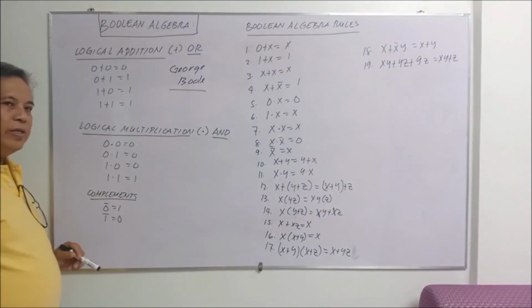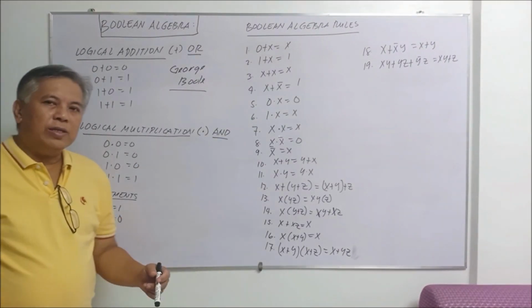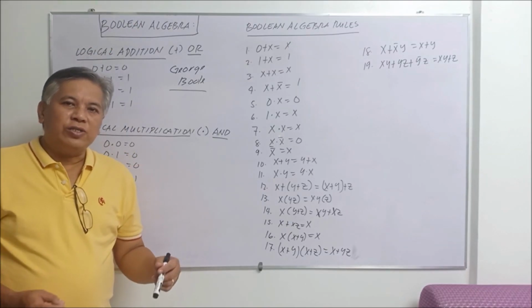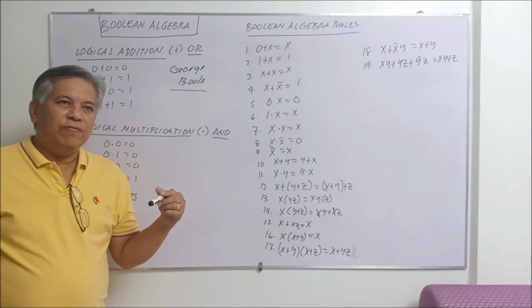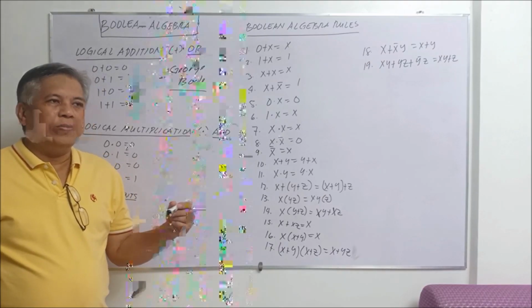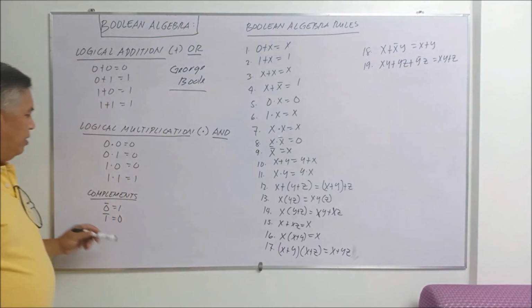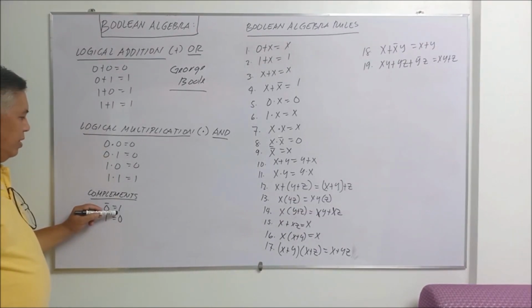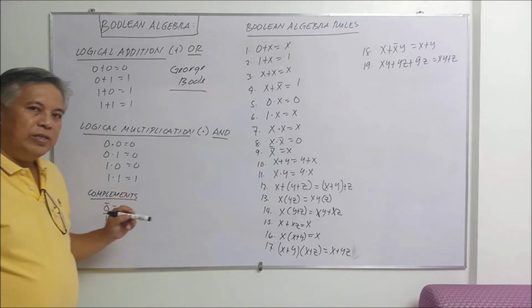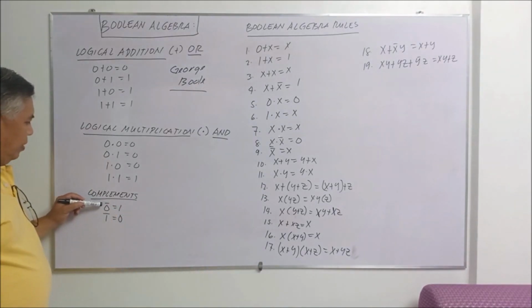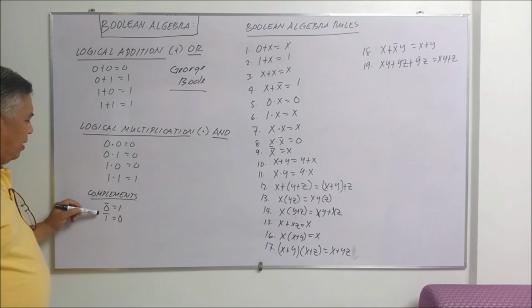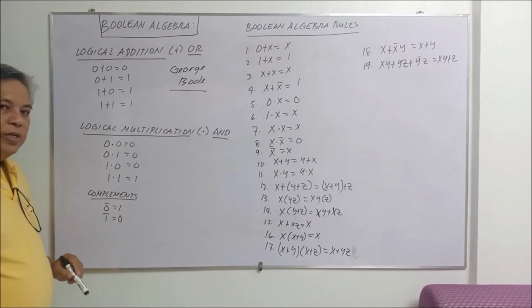How about complements? When you say complement, that means opposite or the inverse, or the variable is inverted, or the number is inverted. For example, the complement of 0 is 1. The complement of 0 is 1, and the complement of 1 is 0.